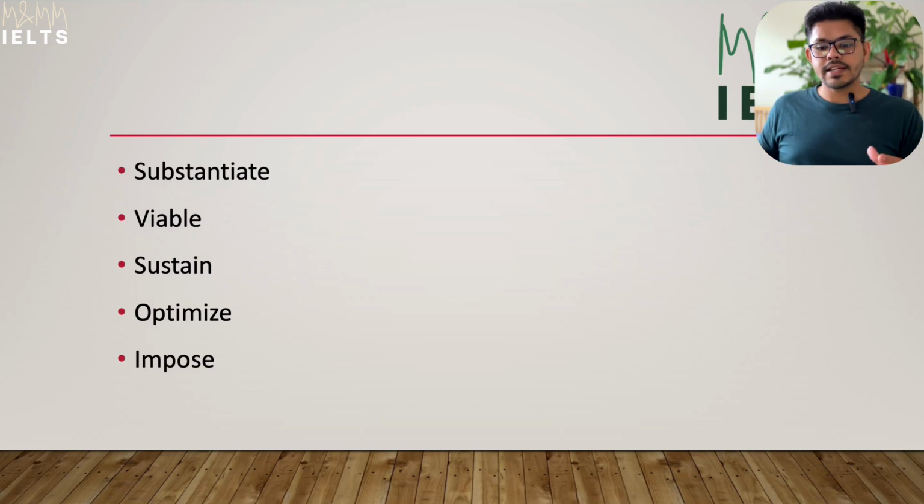Next list. This list is again of 5 words. The first one is substantiate. Substantiate means having proof, having strong evidence to prove something.